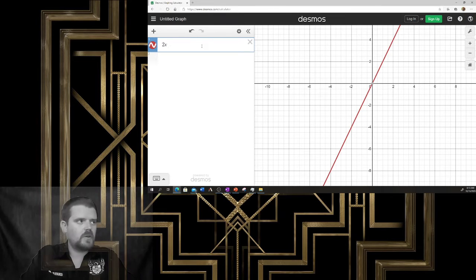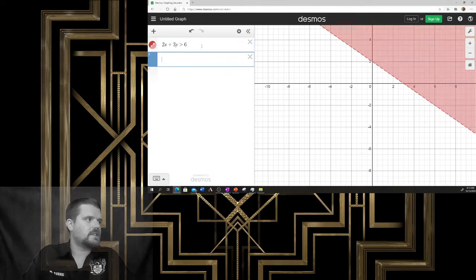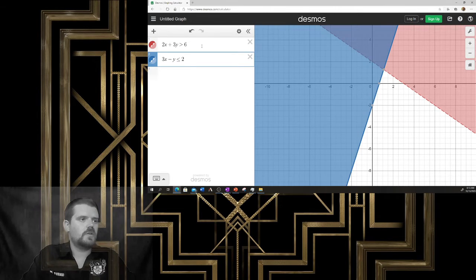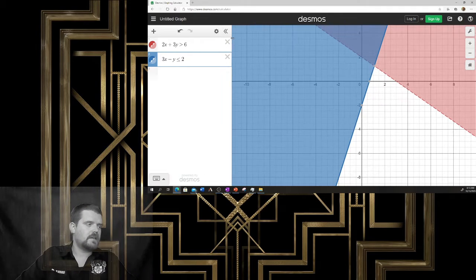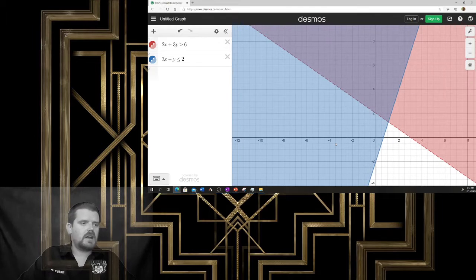Now, the nice thing about doing it online is that if we have two systems of equations, let's say 2x plus 3y is greater than 6, and 3x minus y less than or equal to 2, for instance, Desmos is going to do this for us. So it makes it nice and easy. Of course, we want to zoom in and out.